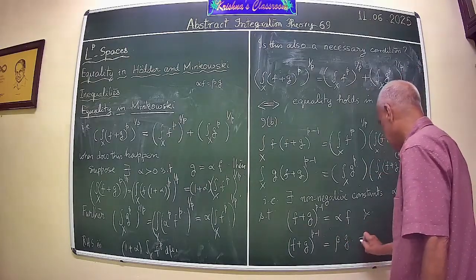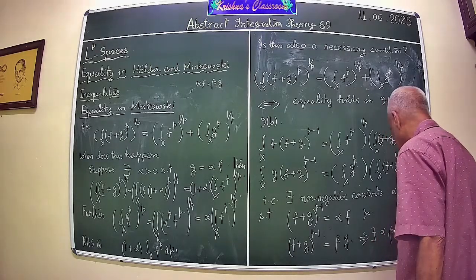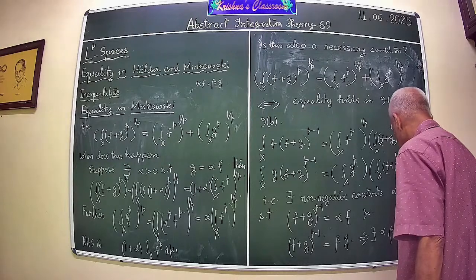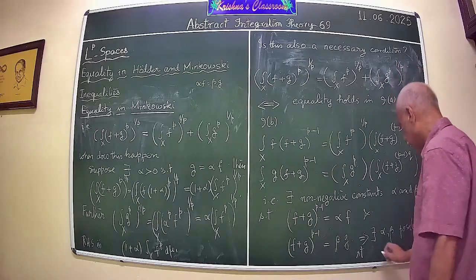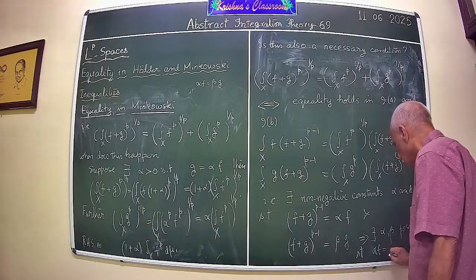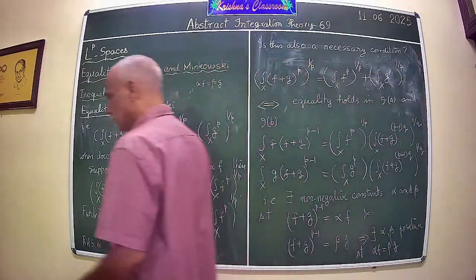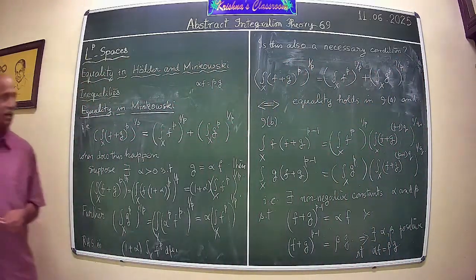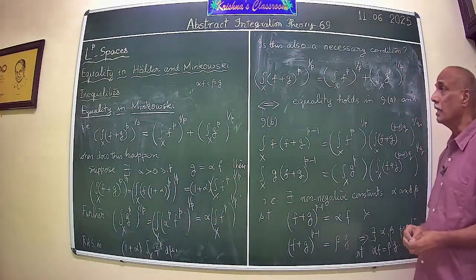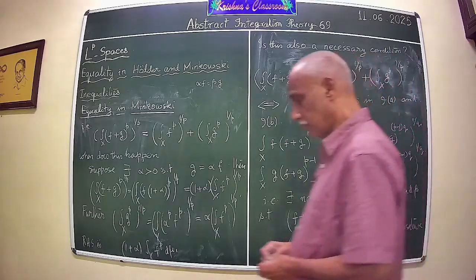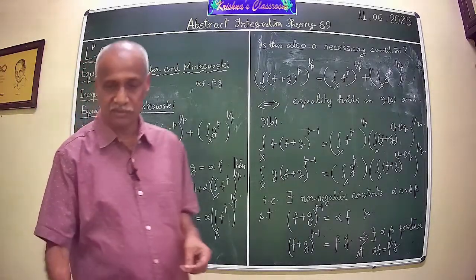And this implies there exists alpha positive such that alpha f equal to g. So that is the proof of this theorem, and that completes the proof of the statement of Holder's and Minkowski inequalities. Thank you very much.